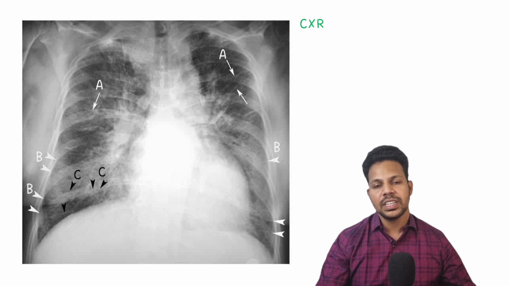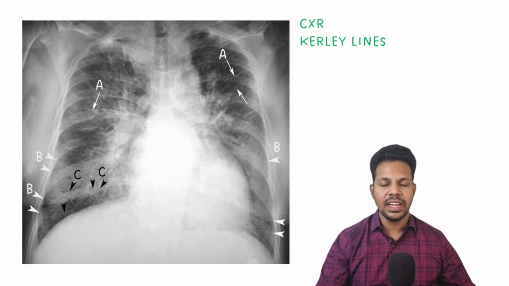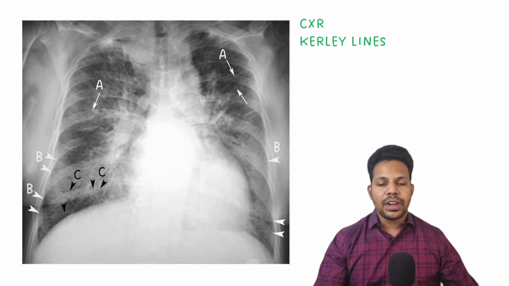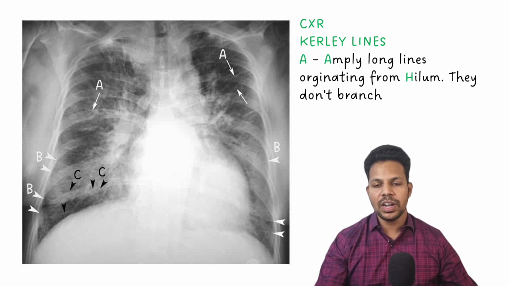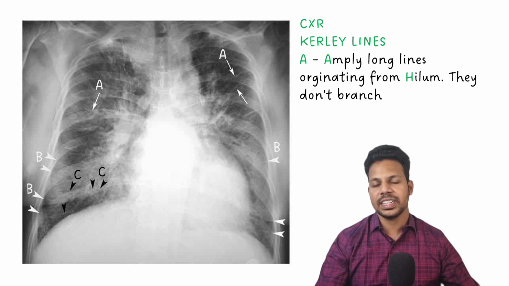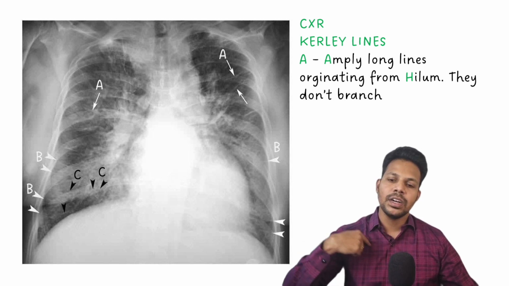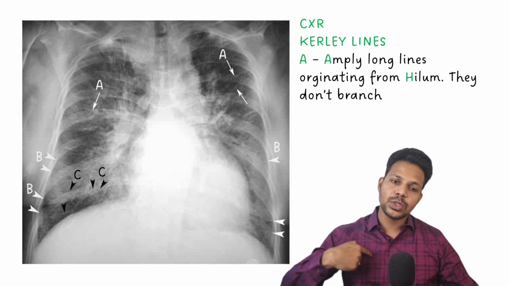But how are they different? On chest X-ray, the Kerley lines are A, B, and C. If you look at the A lines, you can remember this by using a simple letter mnemonic. A for amply long lines, and they do not branch. They are straight, they are long, and they don't branch. A also appears a little like H, and it is originating from the hilum, and the lines are moving towards the upper lobes.